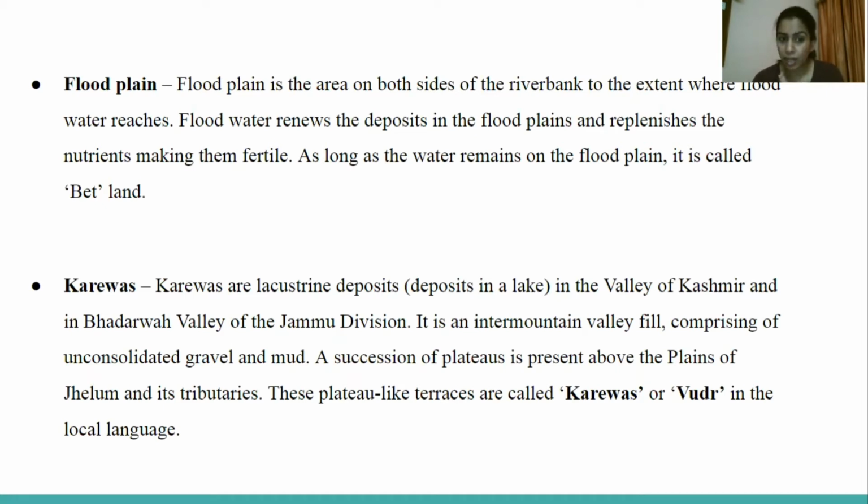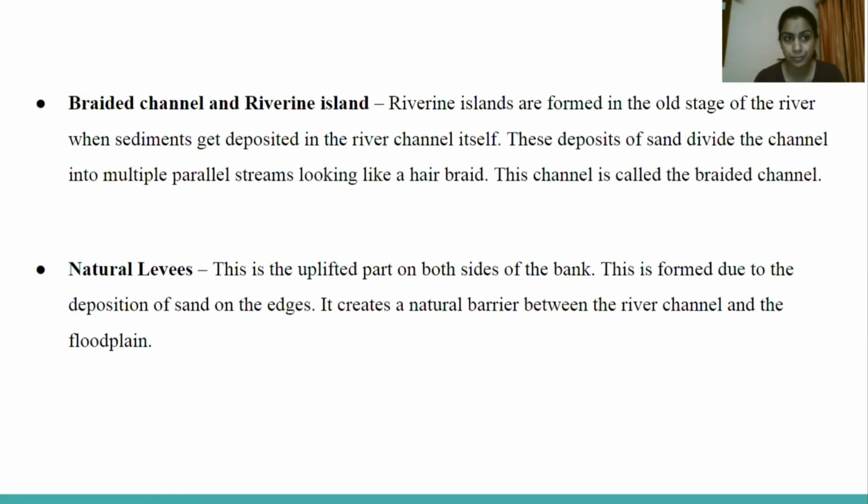The next are karevas. Karevas are lacustrine deposits, that is, deposits in a lake in the valley of Kashmir and in Bhadrawaha valley of Jammu division. It is an intermountain valley fill comprising unconsolidated gravel and mud. A succession of plateaus is present above the plains of Jhelum and its tributaries. These plateau-like terraces are called karevas or wudr in the local language.